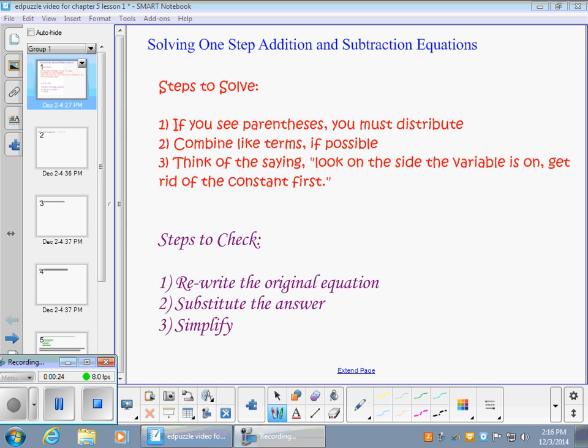Third, think of the saying, look on the side the variable's on, get rid of the constant first, and then you go ahead and solve. When you're done solving, you are to check your answer. The steps to check: first, rewrite the original equation. Second, substitute your answer. Third, simplify following order of operations.